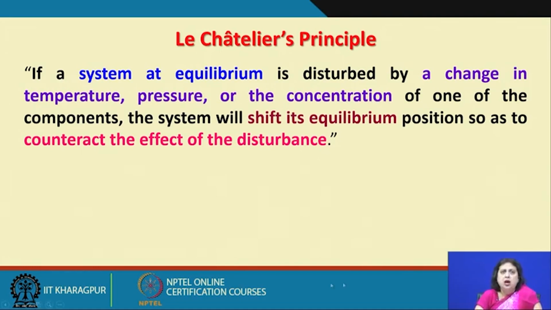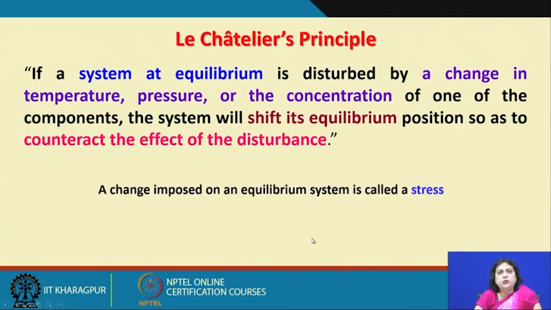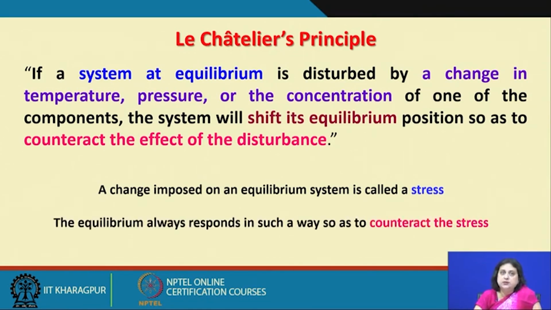So, basically when the system is in chemical equilibrium, then you impose a certain change in the system so that this equilibrium is disturbed. So, basically what you have created is a stress, and the system responds to the stress such that it still goes back to an equilibrium, but it goes back to an equilibrium in such a way that it counteracts the stress or nullifies the effect of this external perturbation.